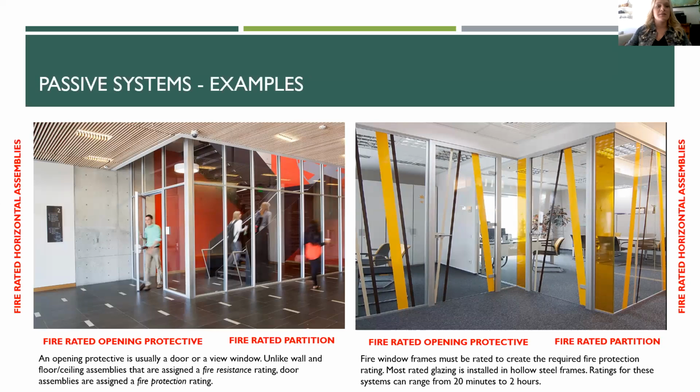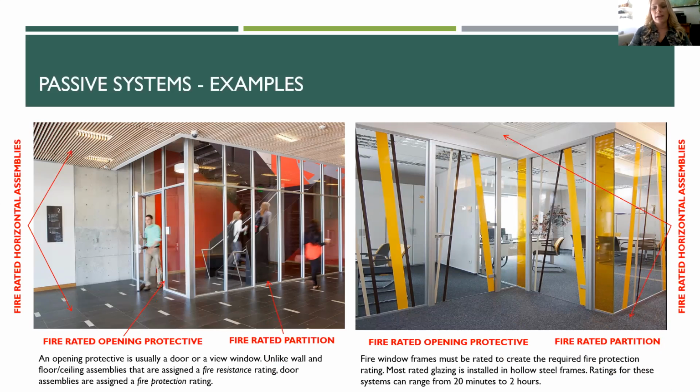Some examples of passive systems are going to be shown here in a commercial setting. On the left-hand side, you can see a fire-rated opening protective. This is usually a door or a view window, and unlike wall and floor ceiling assemblies that are assigned a fire resistance rating, door assemblies are assigned a fire protection rating. You'll also notice here on the left, you've got the fire-rated horizontal assemblies, which is going to be your floor and your ceiling. Here's that fire-rated opening protective, and then here's your fire-rated partition, which is going to be a sort of glazing that's installed within a hollow aluminum frame.